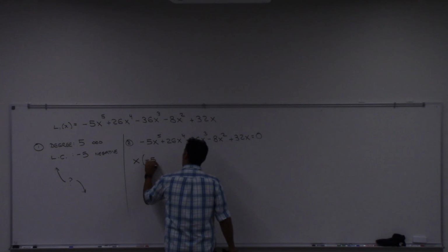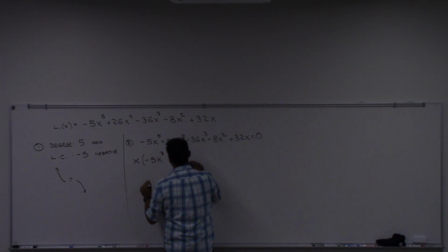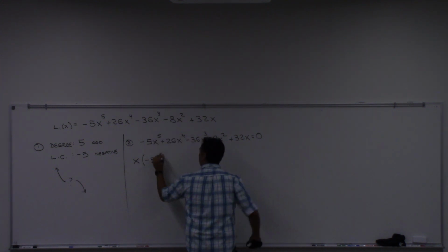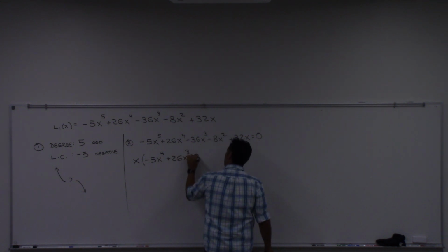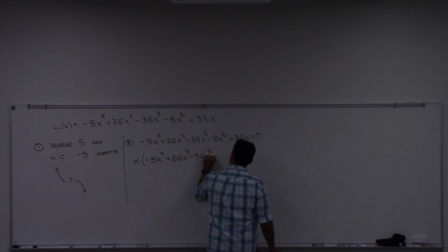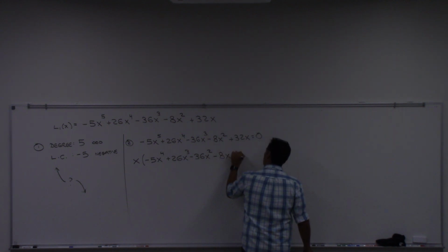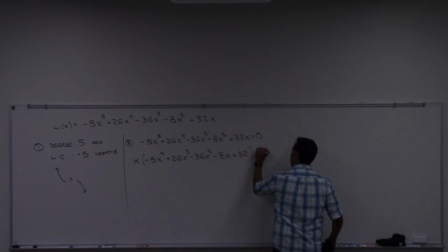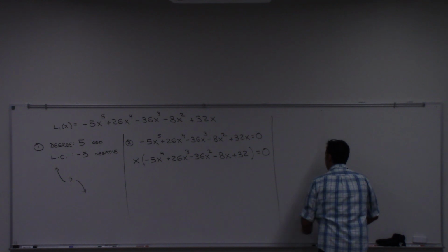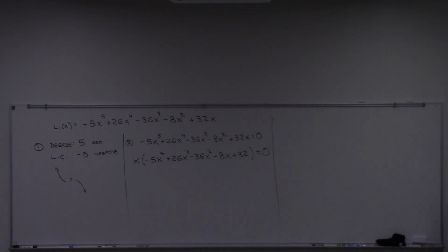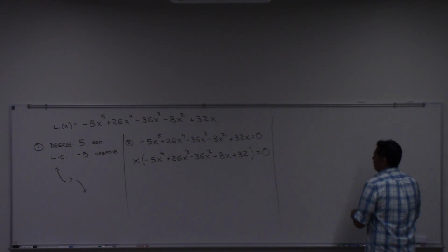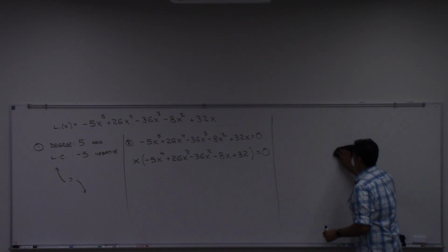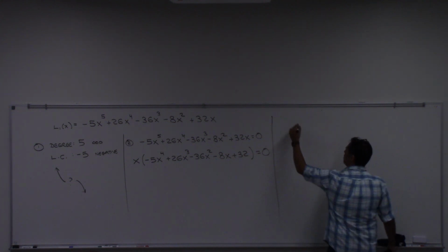Now negative 5x to the 4th. I keep on messing that one up. X to the 4th plus 26x to the 3rd minus 36x squared minus 8x plus 32 equals 0. And now I'm going to go do my synthetic division. That's going to suck. All right? So here I go.